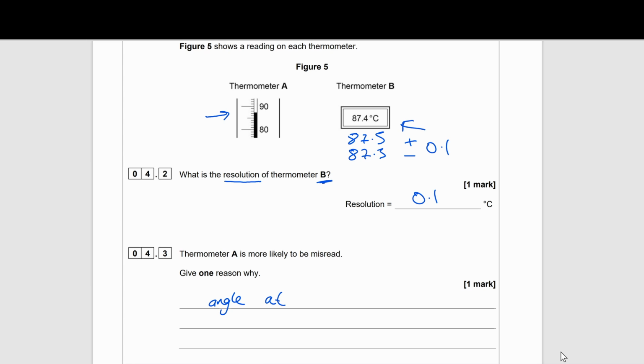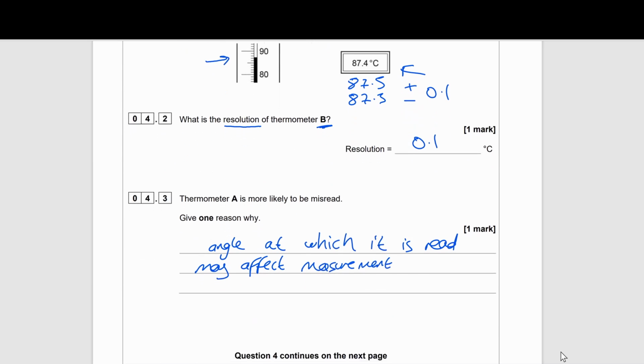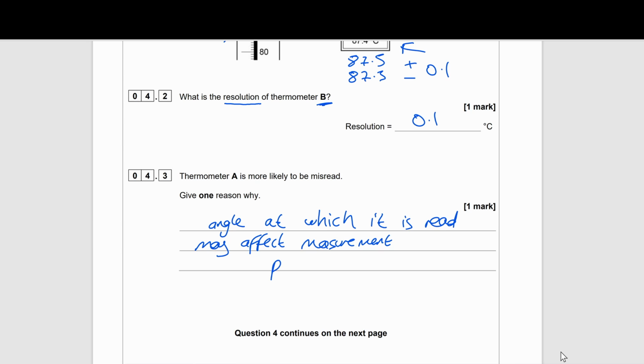Angle at which it is read may affect measurement. What this is also known as is a parallax error. So instead of describing it as the angle at which it is read may affect the measurement, you could just say parallax error and it will mean the same thing.